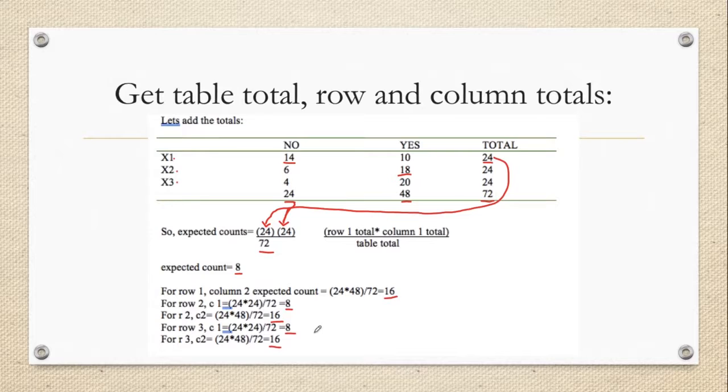Okay? So what we are going to be doing, the chi-squared statistic basically takes each of those expected counts and compares it to the observed frequencies in each of those cells. Does that make sense? So we will eventually be subtracting 14 minus 8, 10 minus 16, 6 minus 8, and so on. Okay?